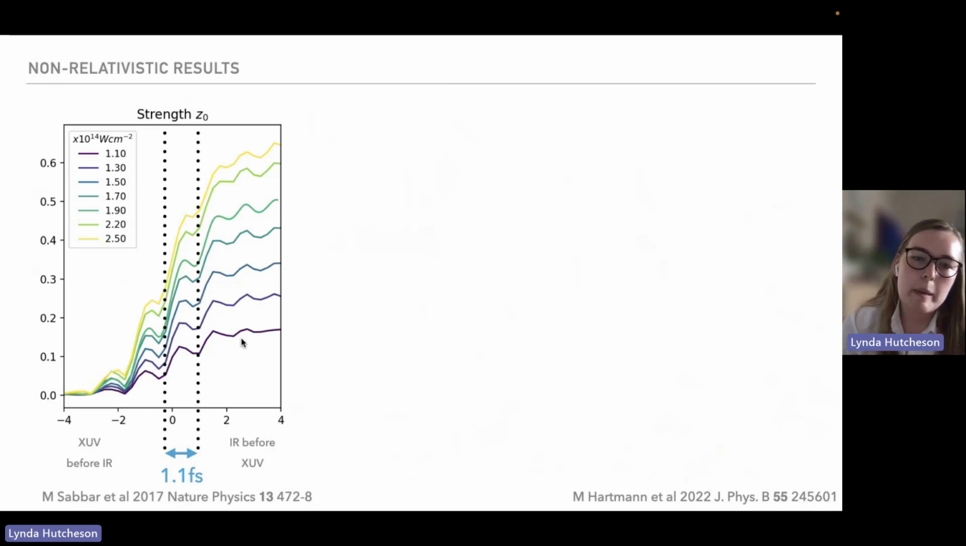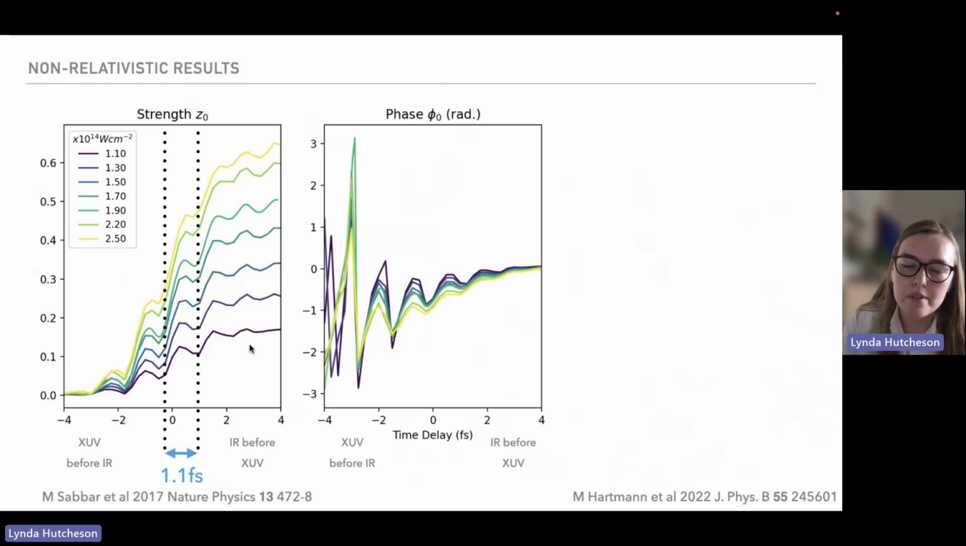They looked at the strength in this paper, and we looked at the phase, so basically how Lorentzian or Fano the profile was, and we get this. You can see that we get the same half cycle oscillations in the phase fit parameter as you see in the strength. Also, as you go from time delays where the XUV arrives first to time delays where the IR arrives first, the phase tends towards 0. So we're getting less interference as we move to time delays where the IR arrives before the XUV.